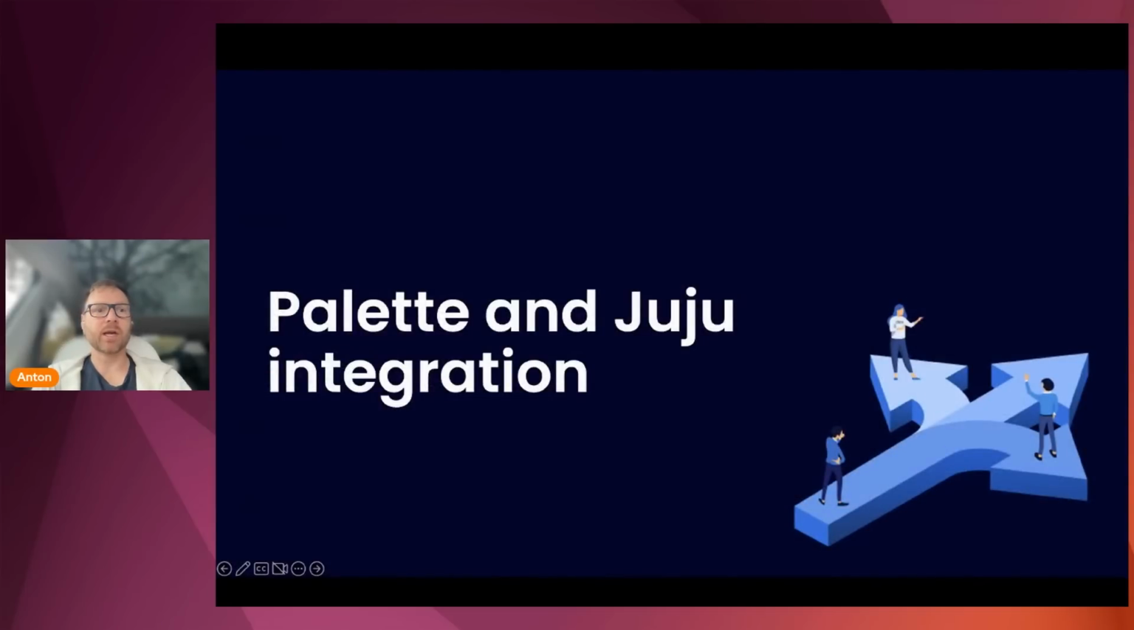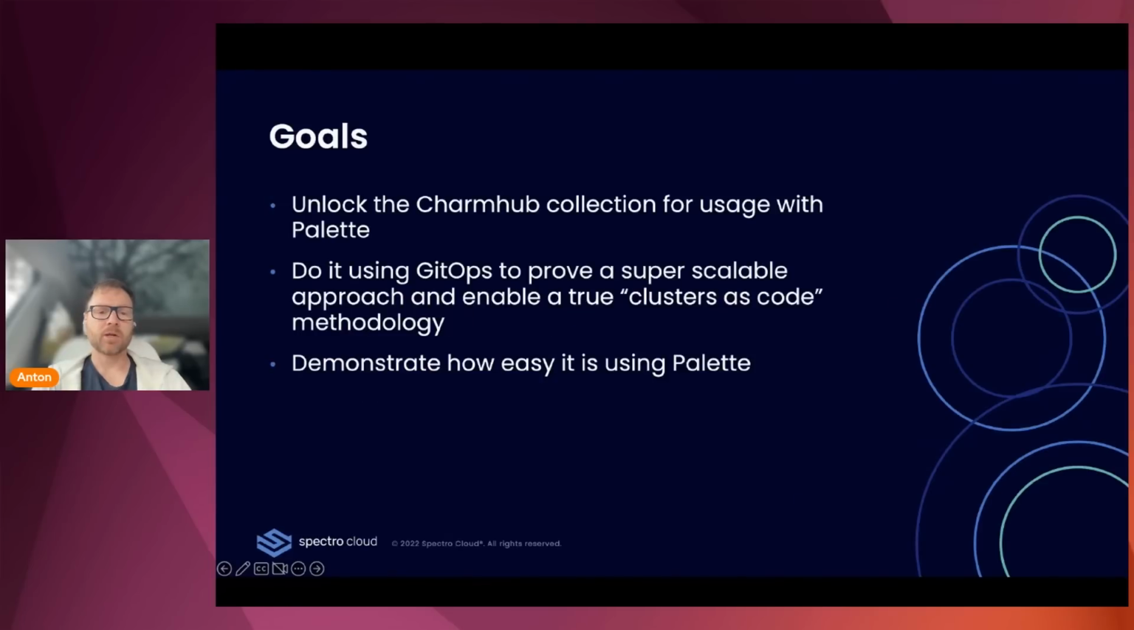So now that we've got all of that out of the way, let's talk about Palette and Juju. And the goals of what we did here were to unlock the Charmhub collection for usage with Palette, because it's a massive library and it has a number of very useful applications in it, including with data operations. And then we wanted to do it using GitOps to prove a super scalable approach and enable a true clusters as code methodology. And then we wanted to show you how easy it is to do using Palette.